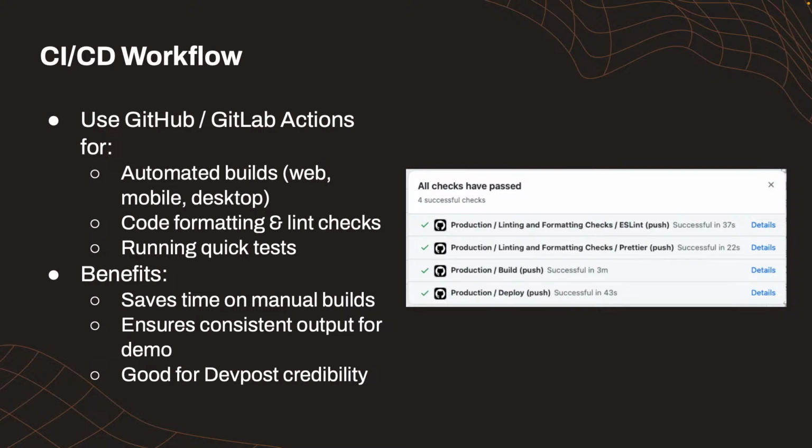And also GitHub Actions can do things like code formatting and linting checks, and also some quick checks you can do as well. And so the main benefits of doing this is it saves time on manual builds and ensures consistent output demos. This, like I mentioned before, is a bonus, I guess, but it's good for Devpost credibility, and especially for resumes and LinkedIn. If you can say you managed to make a proper CI/CD workflow, that's always a bonus.